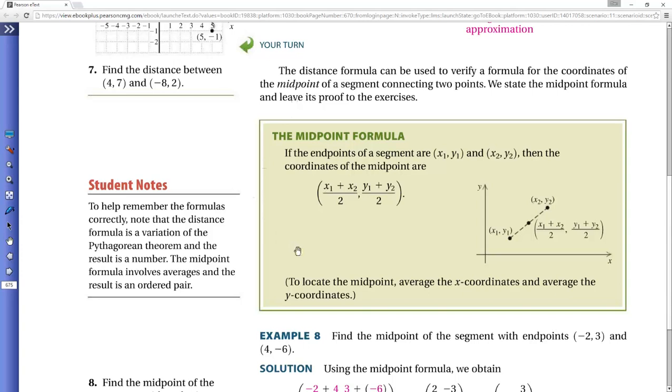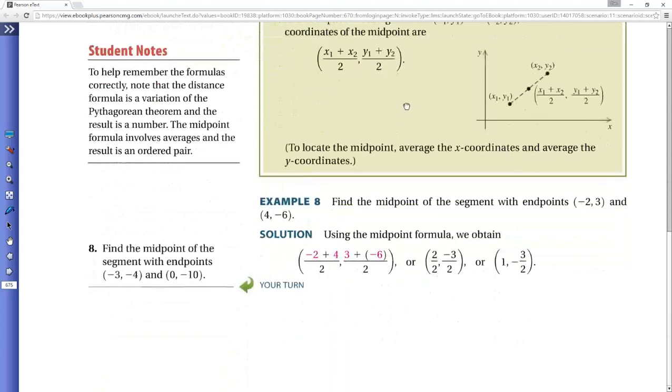Another formula is the midpoint formula, and we're not going to go through the whole proof on that, but it is basically you add up the x coordinates and divide by 2, and add up the y coordinates of the 2 points and divide by 2, and that will give you the midpoint of this line segment that goes between these 2 points that we're talking about.